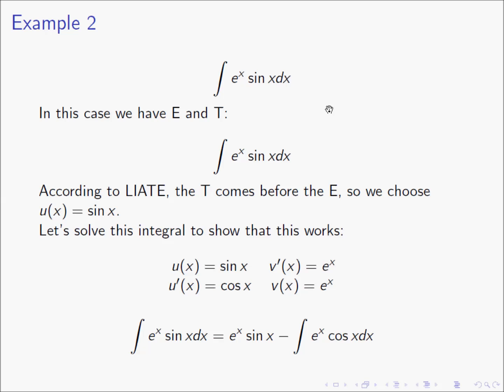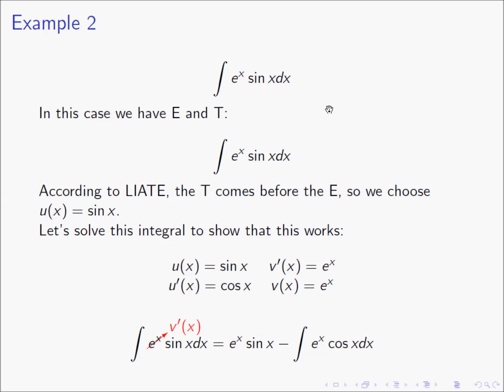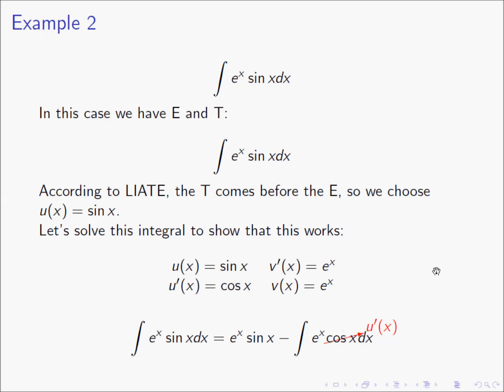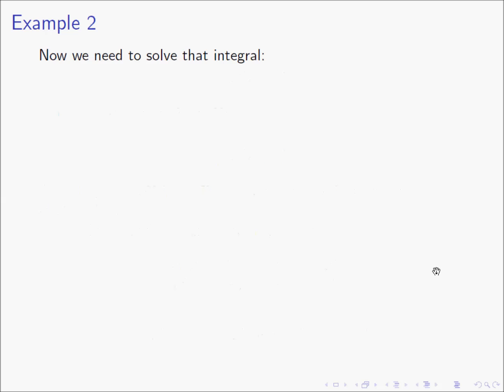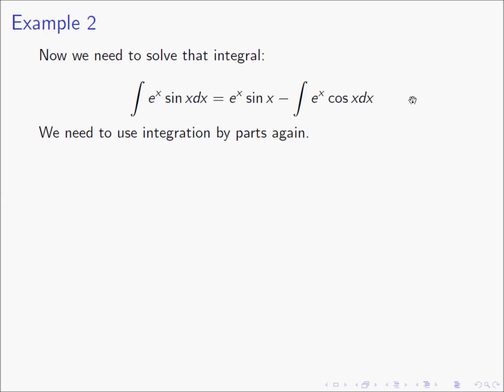Applying the formula of integration by parts, we have the integral of v prime, that is e to the x, times u, that is sine of x, equals v, that is e to the x, times u, that is sine of x, minus the integral of v, that is e to the x, times u prime, that is cosine of x. So now we need to solve this integral here. And how will we solve it? By integration by parts again.